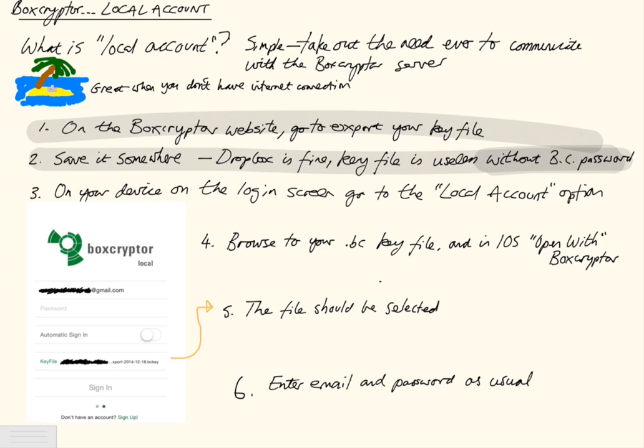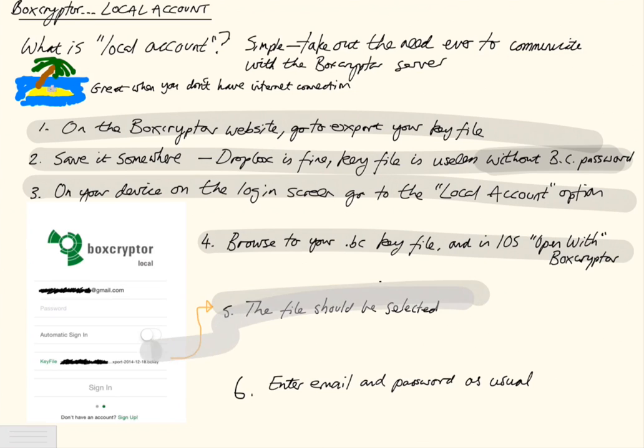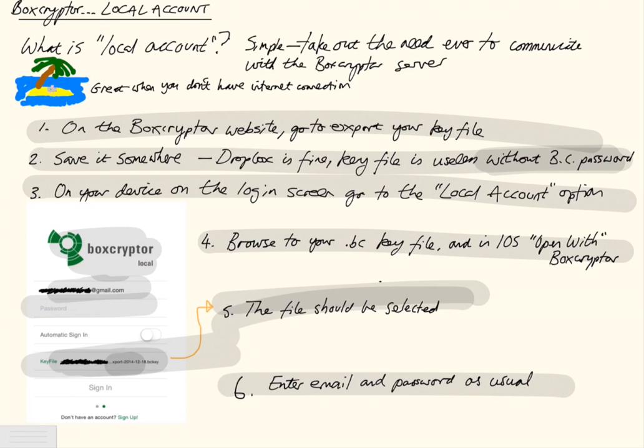So on your device, you basically just go to the login screen and select the local account option. Then you browse to your .bckey file through your Dropbox application or wherever else you have that file stored. It could be in an email attachment or whatever. Then you should see that from this point on, your Boxcryptor local installation is wedded to that particular BC key file, right? And then you just enter your password as usual to log into the application, and you're up and running.